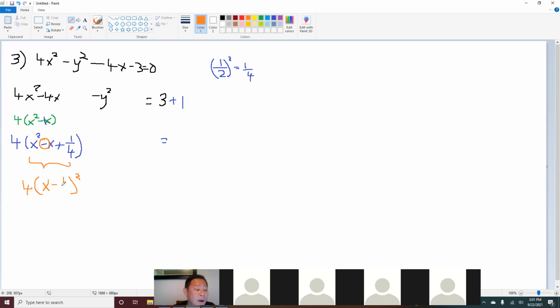Square root of 1 is 1. Square root of 4 is 2. Or you can use 1/2 here. So when you FOIL x minus 1/2 squared, you will get back x squared minus x plus 1/4. So this is your 4th step. We call it factoring.